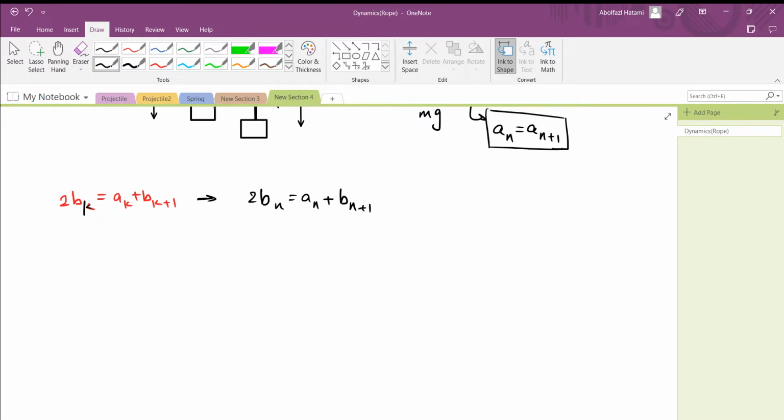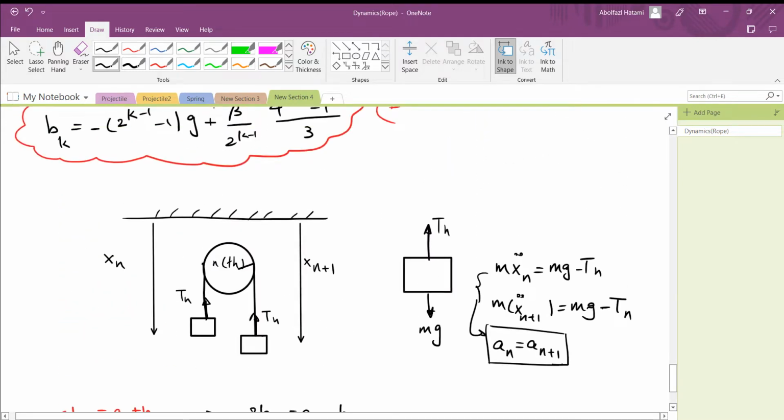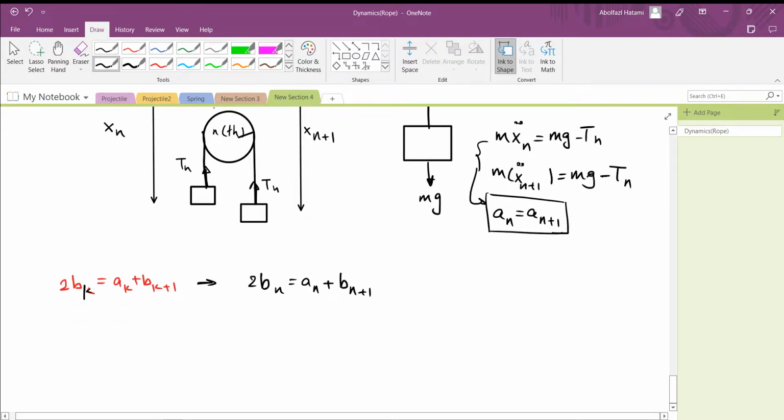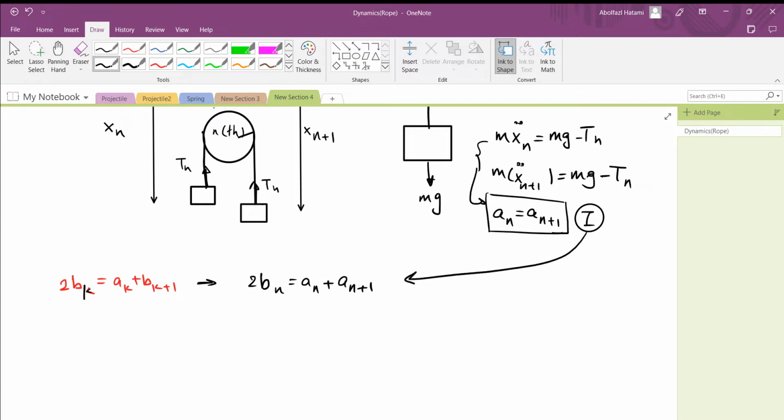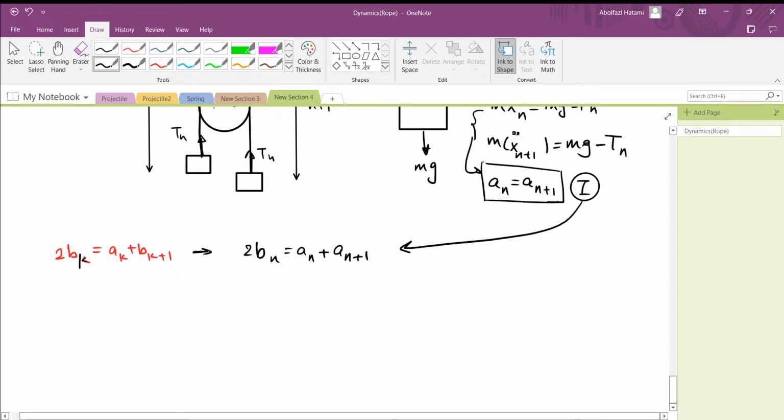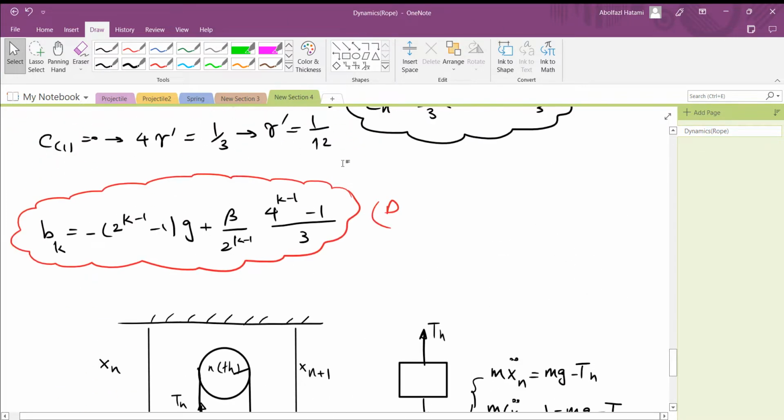But we don't have bn plus 1 because we just have n pulleys. So bn plus 1 is just an plus 1 because it is a block. And an plus 1, according to this equation, is just an. So from this we can obtain that bn is equal to an for the last system.